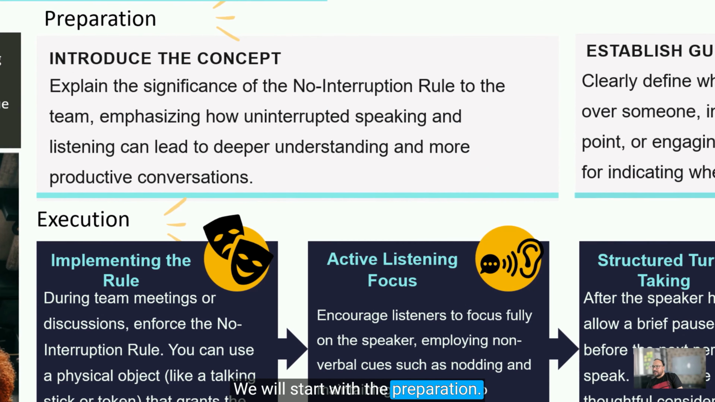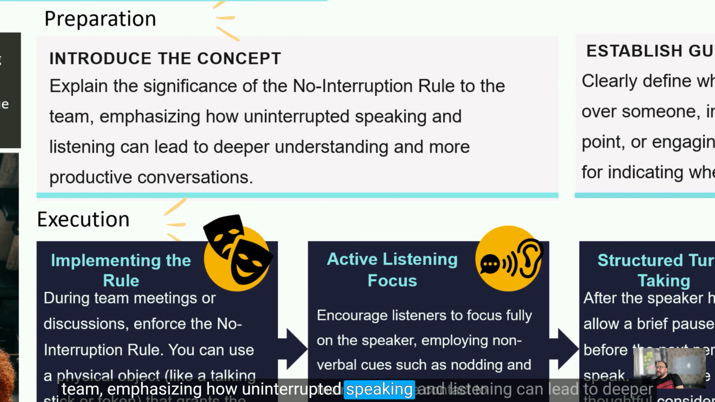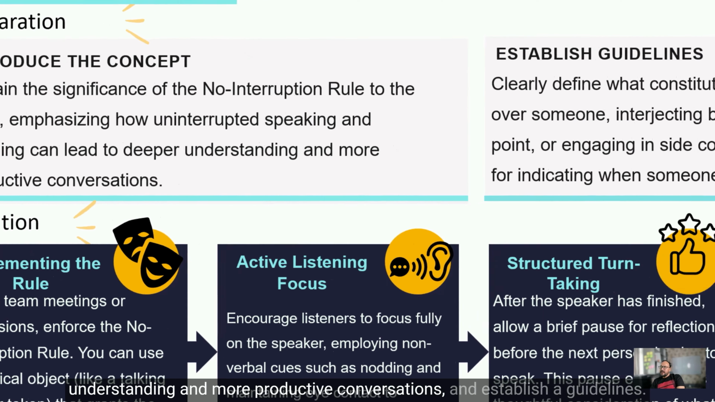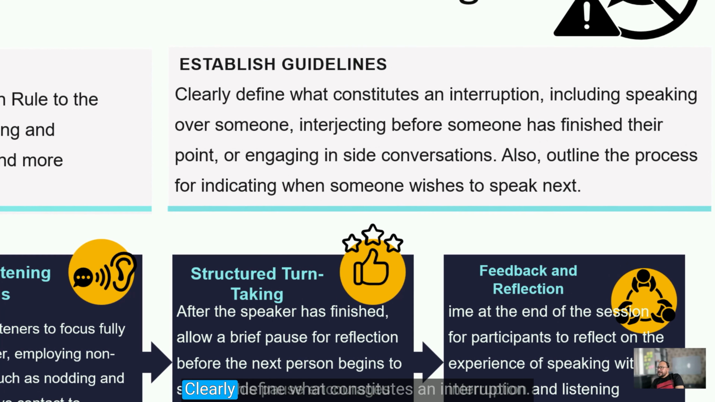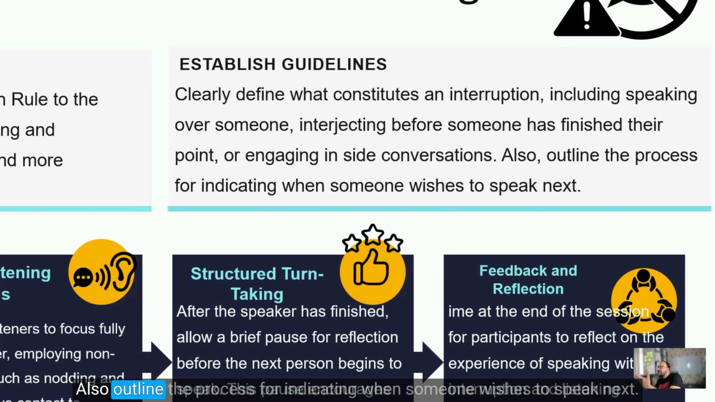We will start with the preparation. What we need: introduce the concept, explain the significance of the non interruption rule to the team, emphasizing how uninterrupted speaking and listening can lead to deeper understanding and more productive conversations. And establish guidelines. Clearly define what constitutes an interruption, including speaking over someone or interjecting before someone has finished their point, or engaging in side conversation. Also outline a process for indicating when someone wishes to speak next.